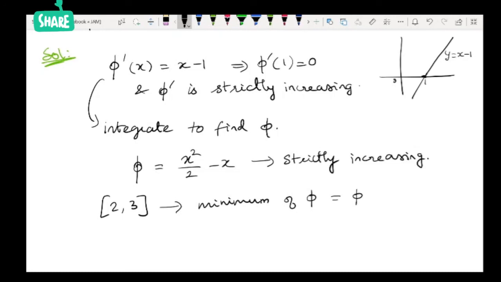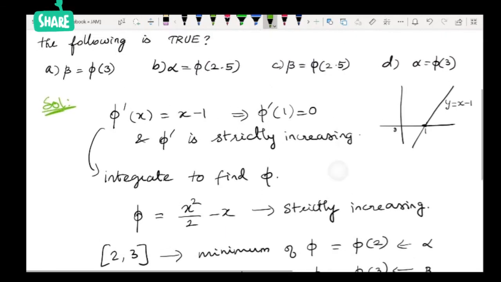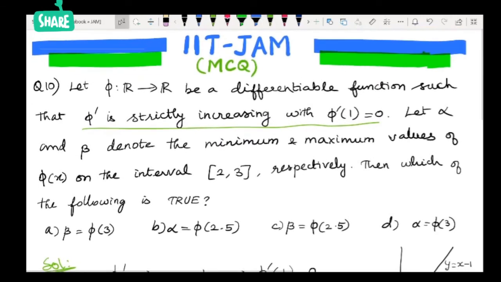So the minimum of φ will be φ(2) and the maximum of φ will be φ(3). Because it's a strictly increasing function, it should go from minimum to maximum. So α will be φ(2), β will be φ(3). In the options, only option A is correct. The other answers don't have a correct one. So option A is the correct answer.